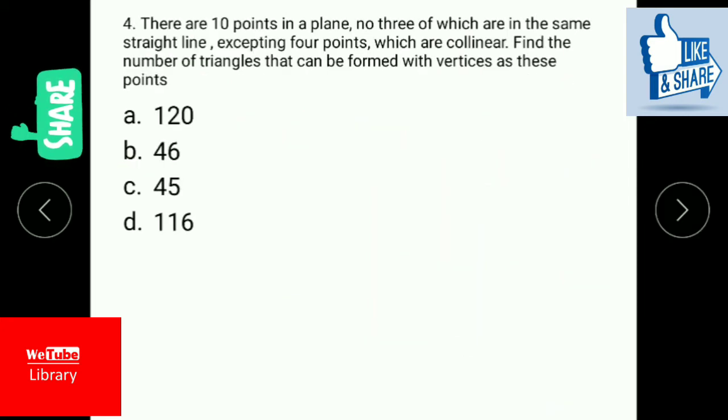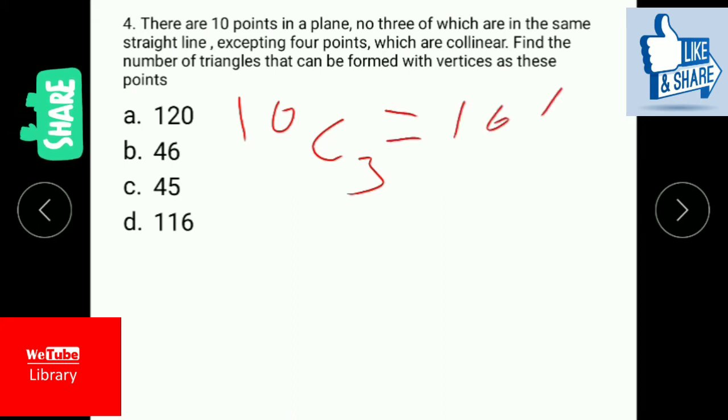There are 10 points in a plane, no 3 of which are in the same straight line, excepting the 4 points which are collinear. Find the number of triangles that can be formed with the vertices as their points. So in order to form a triangle, we need 3 points. There are 10 points, we can form 10C3. Means 10 points, out of which we need 3 points to form a triangle. So we are choosing 10C3.